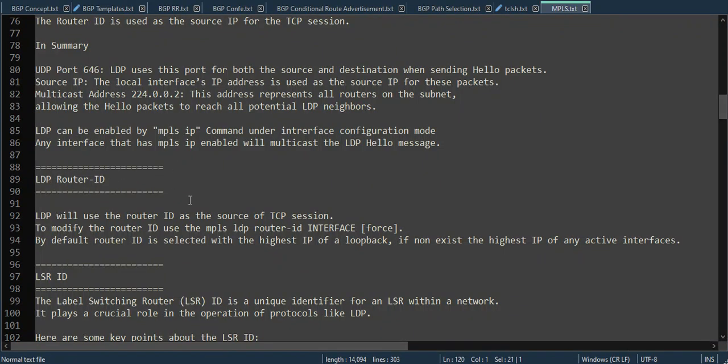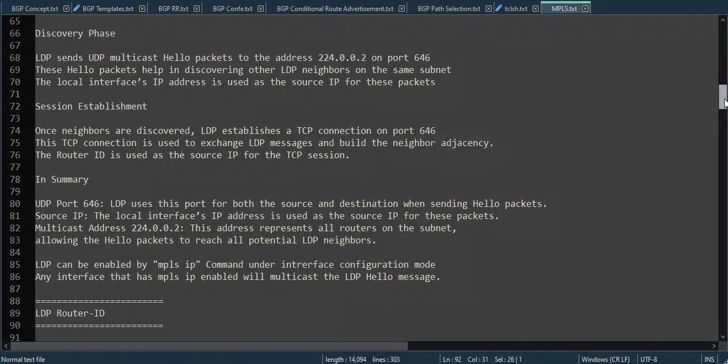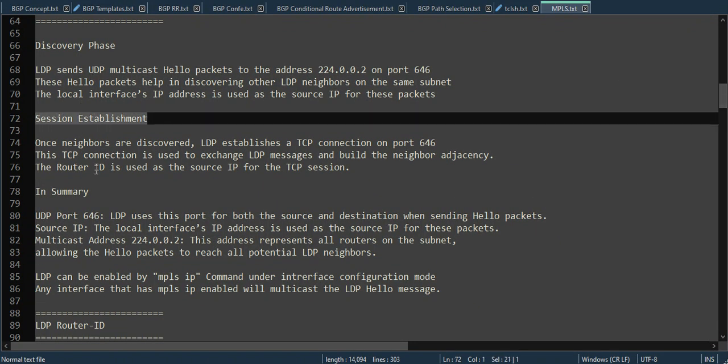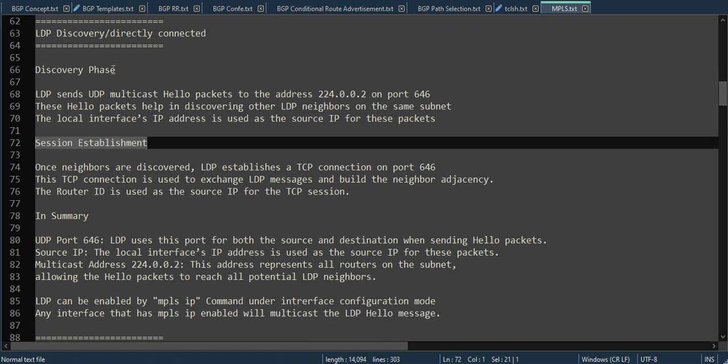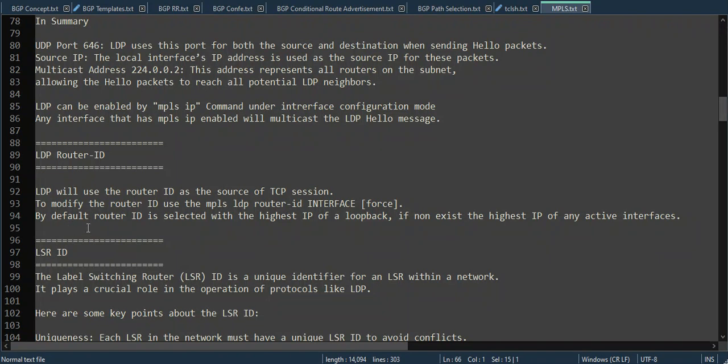Okay, LDP router ID. LDP will use the router ID as the source of the TCP session. This process happens in the session establishment phase. The router ID is used as the source IP address of the TCP session. First the discovery phase happens, then session establishment. To modify the router ID, we can use the MPLS LDP router ID interface force command.